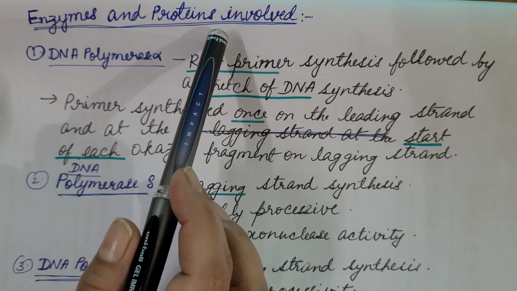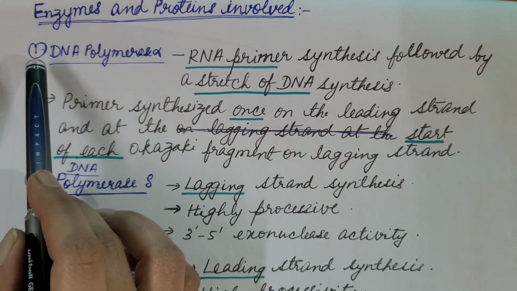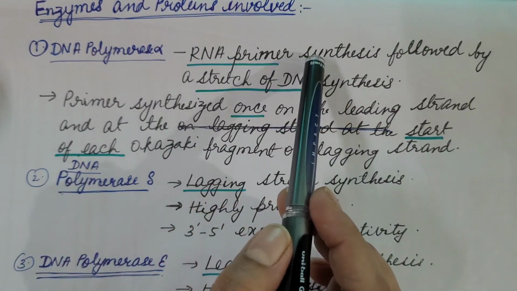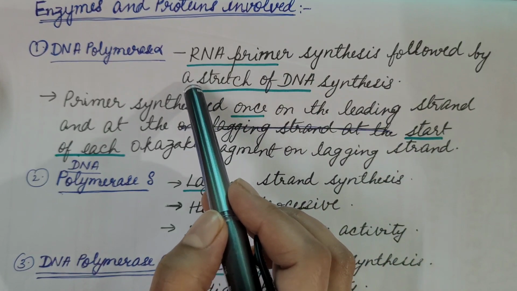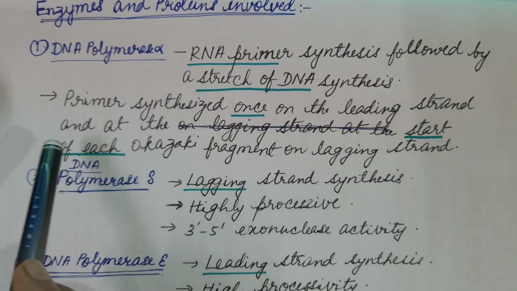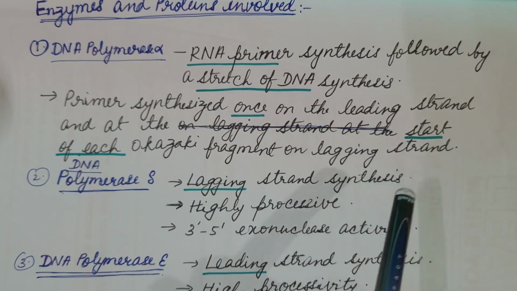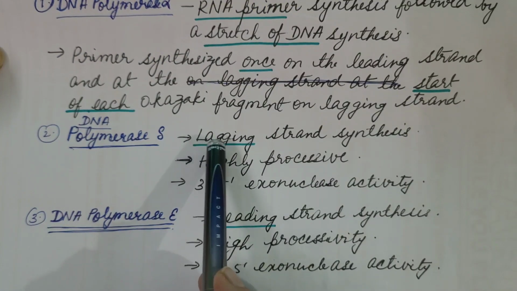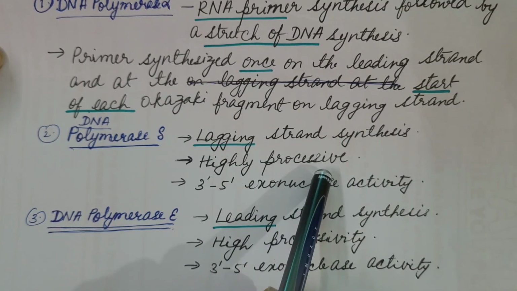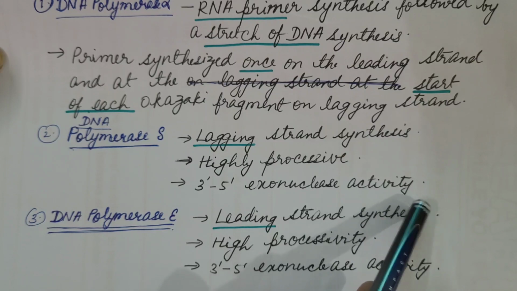Now let us discuss the enzymes and proteins involved in elongation of eukaryotic DNA replication. First is DNA polymerase alpha. It synthesizes an RNA primer, followed by the synthesis of a stretch of DNA. The primer is synthesized once on the leading strand and at the start of each Okazaki fragment on the lagging strand. Next, DNA polymerase delta is responsible for the synthesis of the lagging strand. It is highly processive due to the sliding clamp PCNA. It has 3'5' exonuclease activity, hence it shows proofreading activity.